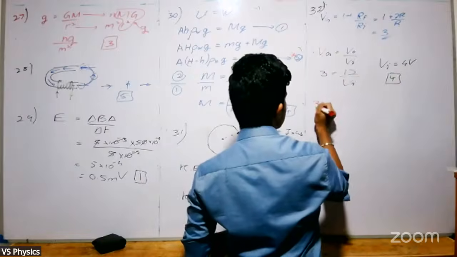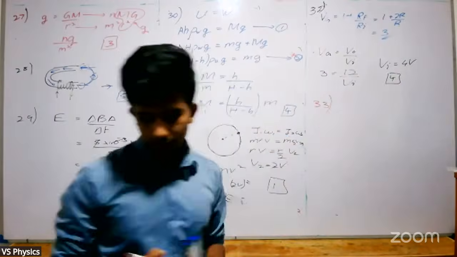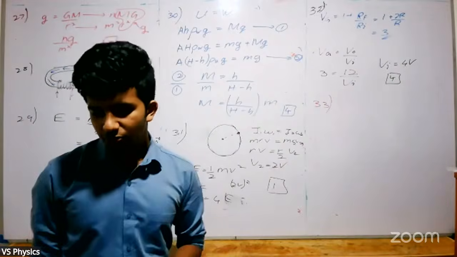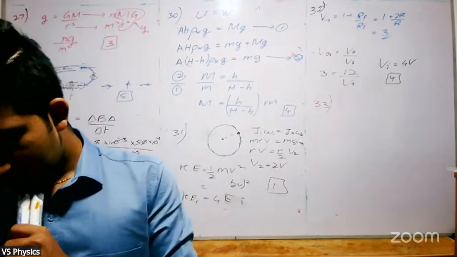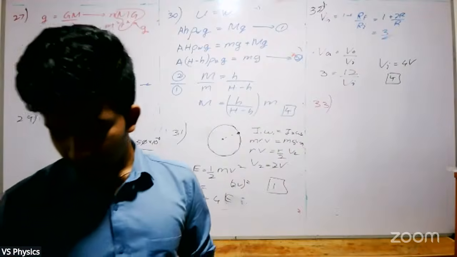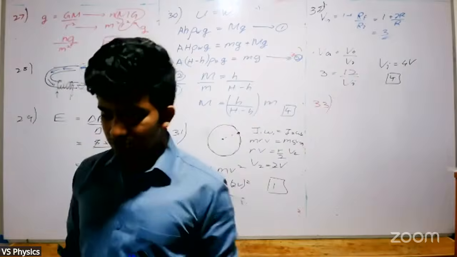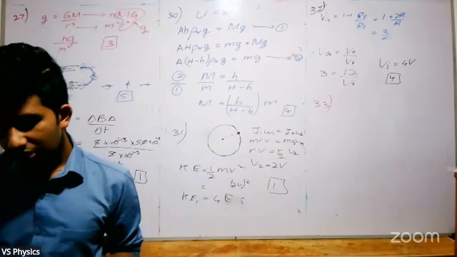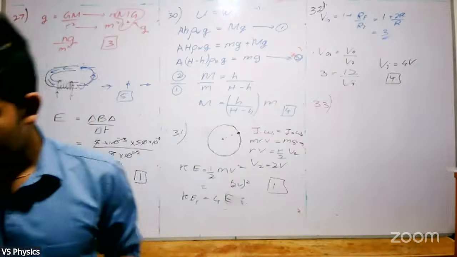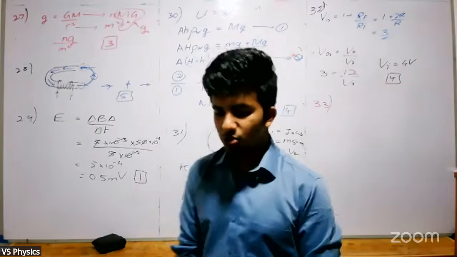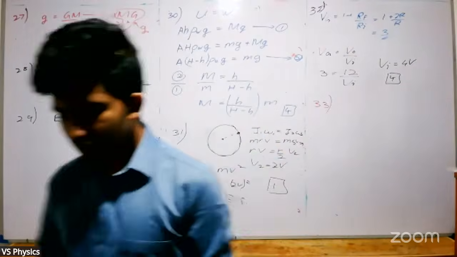Next we'll do 33. A block of mass m is moving with a velocity v towards a heavy bump of mass capital M. Capital M is much larger than small m. On a smooth horizontal ground, the bump moves towards the block with velocity v over 2. If the curved surface of the bump is smooth, what is the maximum height?